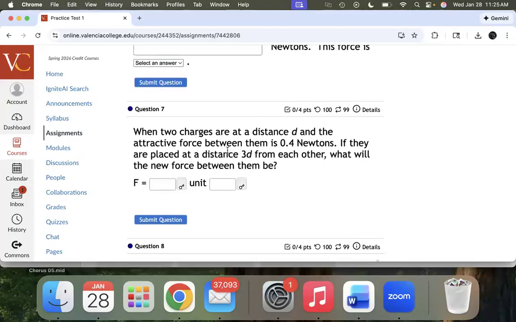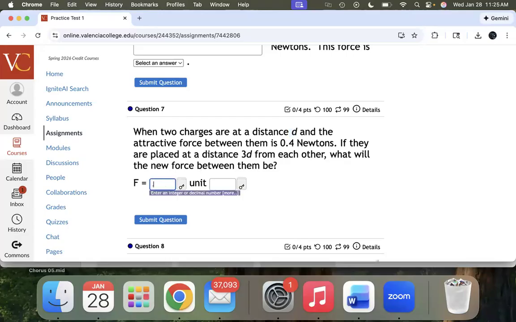So we're given the force between two particles at a certain distance. And the question is, what happens if we change that distance? Remember, Coulomb's law says the force is equal to k q1 q2 over the distance squared. So if the distance gets bigger, the force gets smaller, and it goes like 1 over distance squared. So if I go 3 times bigger, the force will get 9 times smaller. So this new force will be 1/9 of the original.